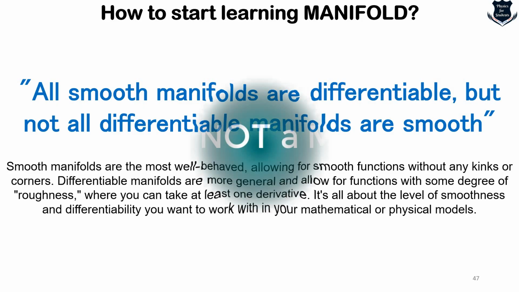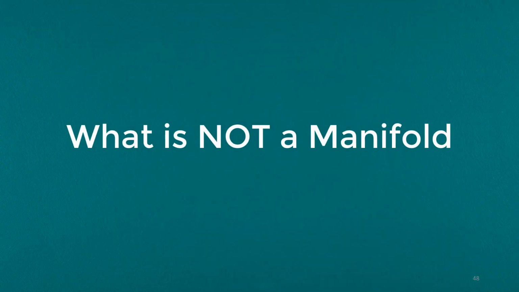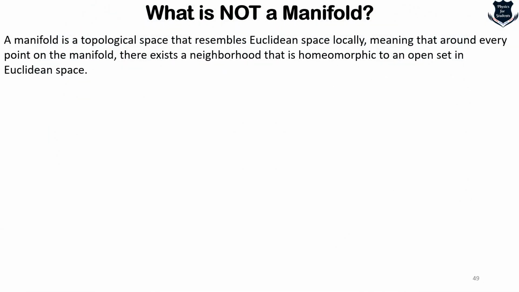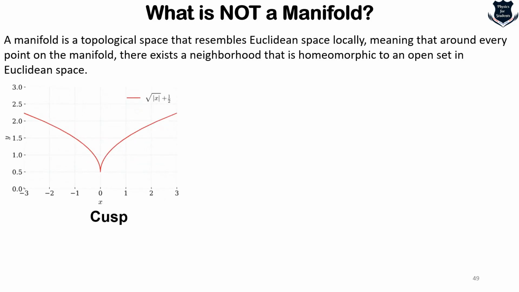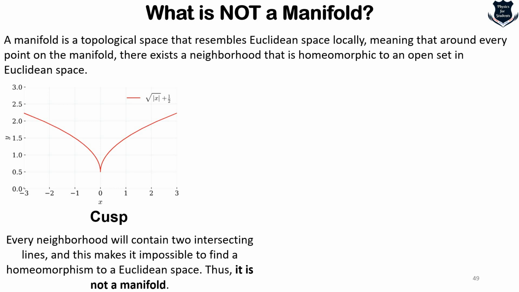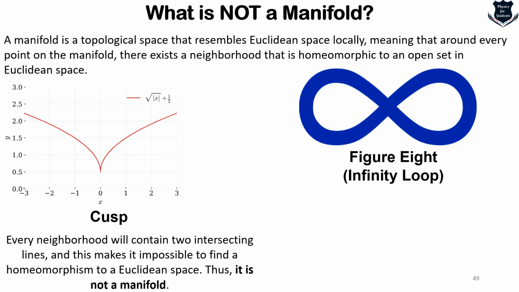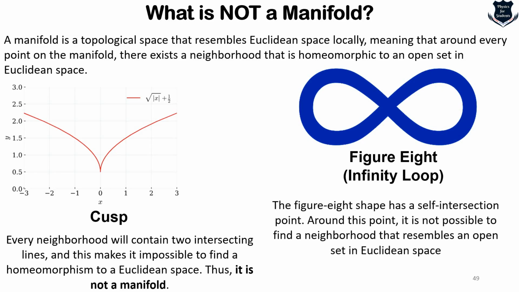Now, as we are talking about what is not a manifold, we understand what a manifold is, that it has a neighborhood, etc. But let us see some ideas of what is not a manifold. So we understood that there exists a neighborhood which should be homeomorphic. But as you can see in this cusp, every neighborhood will contain two intersecting lines. Hence, finding a homeomorphism is not possible. Thus, it is not a manifold. This one you have already understood quite clearly: at the point where they are intersecting, we cannot find a neighborhood that resembles a set of Euclidean space.